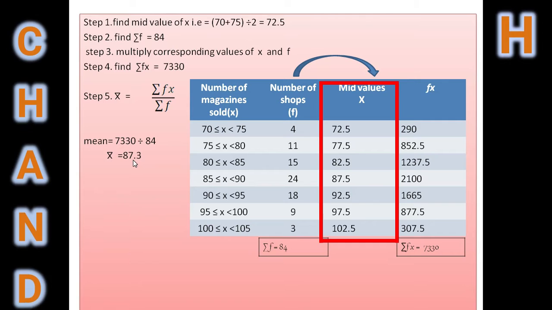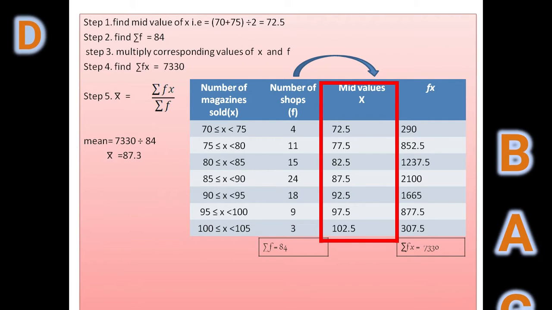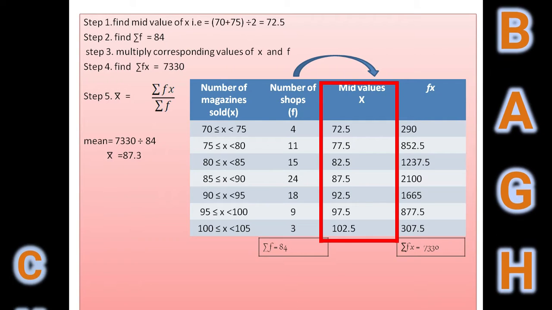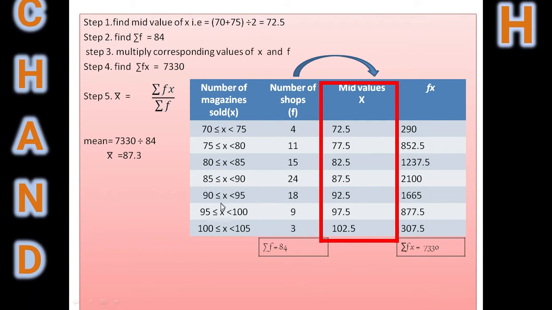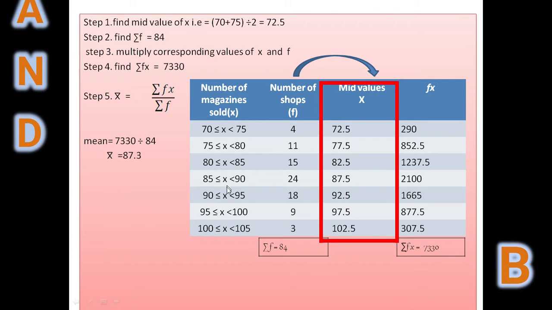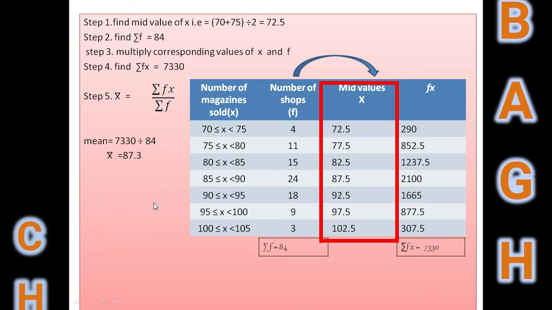I hope by this example you can understand more how we find the mean from continuous data. The method is the same; the only difference is these class boundaries. By these class boundaries we can identify that this data is continuous data.